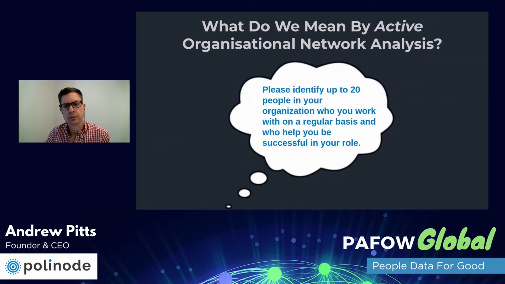And active organizational network analysis is all about asking people questions about the relationships that they have in organizations. Here's an example of the types of questions that we ask people: please identify up to 20 people in your organization who you work with on a regular basis and who help you be successful in your role. And we can typically pipe those questions to understand more about the nature of those relationships, the strengths of those relationships. But the key is it's about people nominating others and self-reporting relationships. That's what we mean by active organizational network analysis.